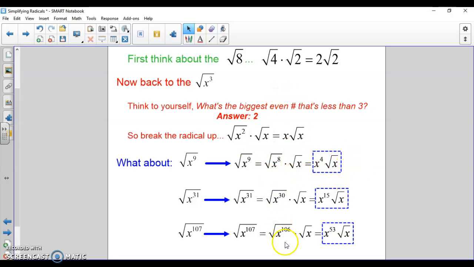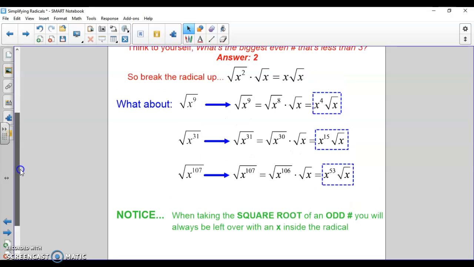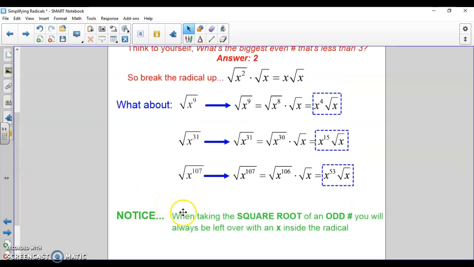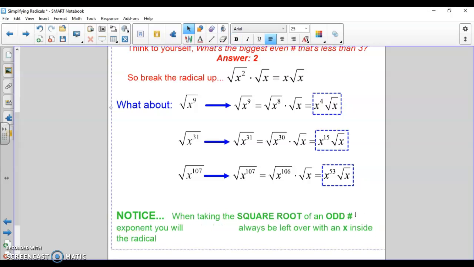Notice all of these have just one x left over. I make note of that. With square roots, an odd number exponent, you will always be left with an x inside the radical. Let me make that a little bit more specific. Exponents. Alright, you're always going to be left with one x on the inside. That's it. Alright, clean that up.